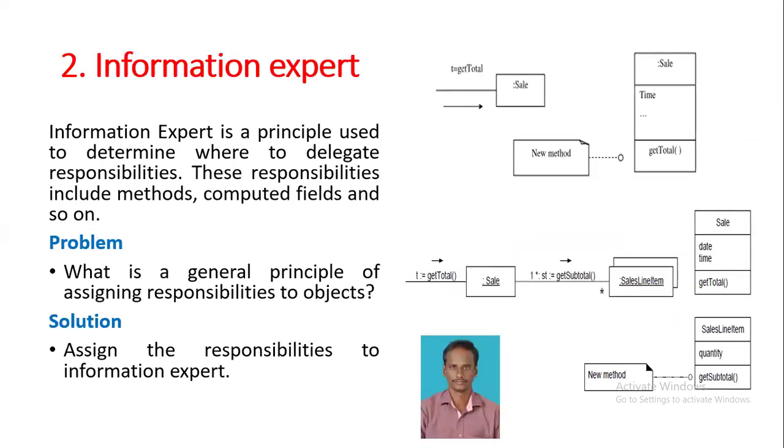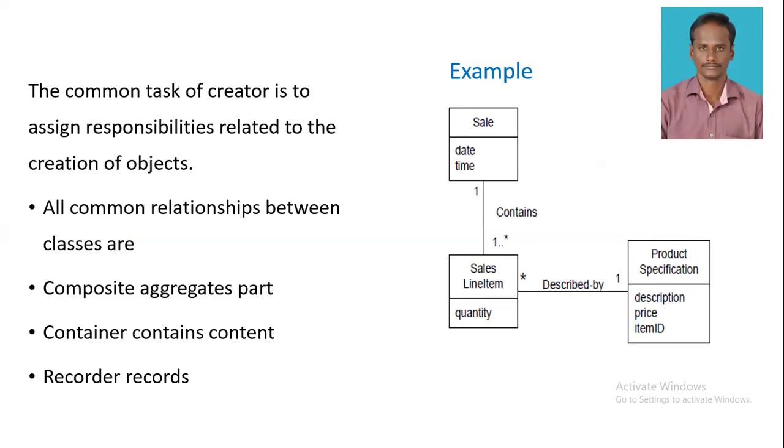The second one is information expert. Information expert is a principle used to determine where to delegate responsibilities. These responsibilities include methods, computed fields, and so on. The problem with information expert is: what is the general principle of assigning responsibility to objects? The solution is that we assign the responsibilities to the information expert. For example, consider this diagram. We have a Sale. The Sale contains one or many SaleLineItems.